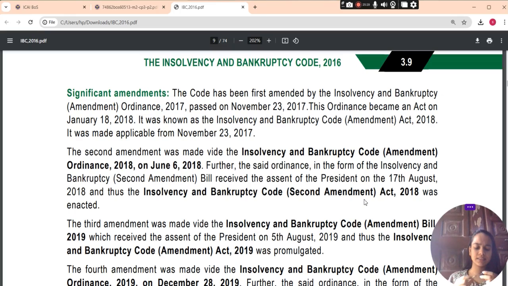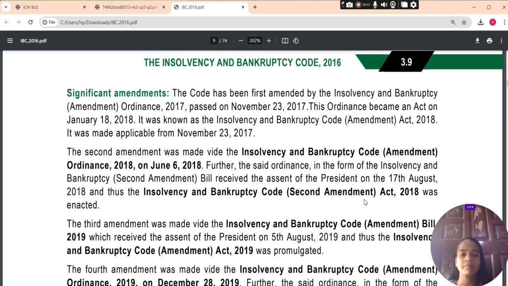So further we are discussing what we are discussing further, that is the significant amendments. That part. Then comes the significant amendment.